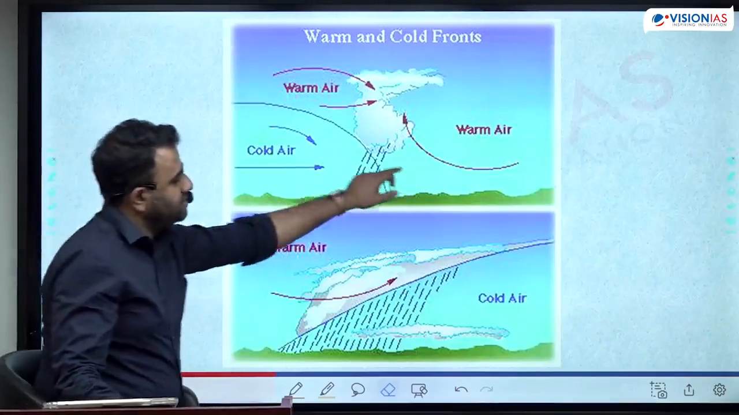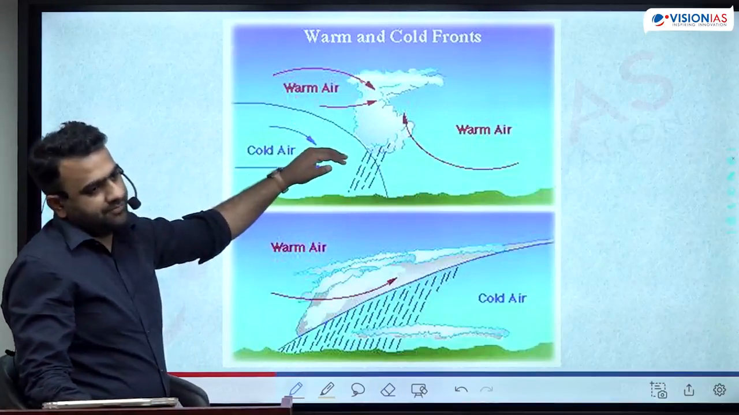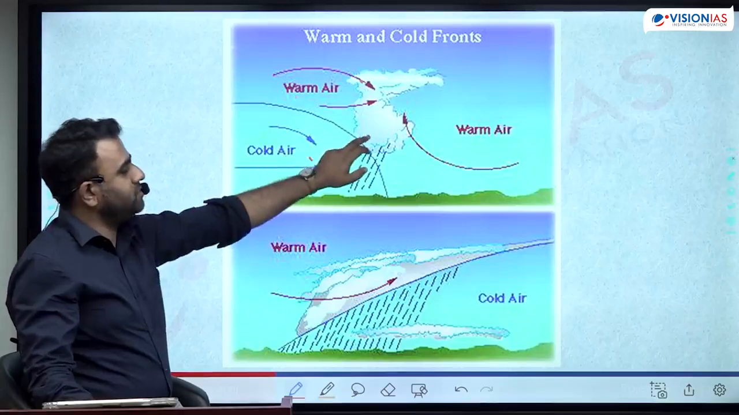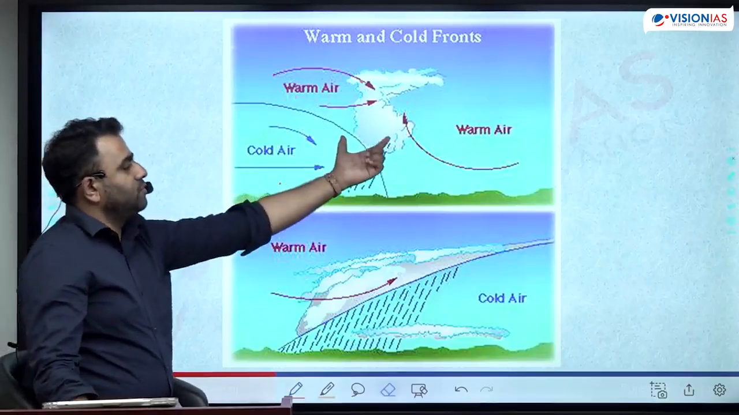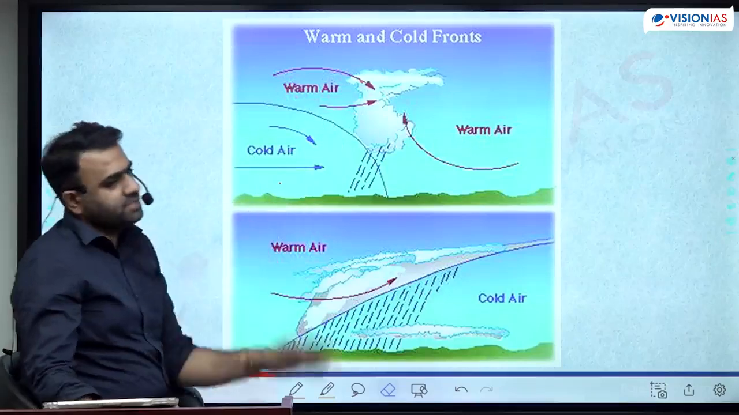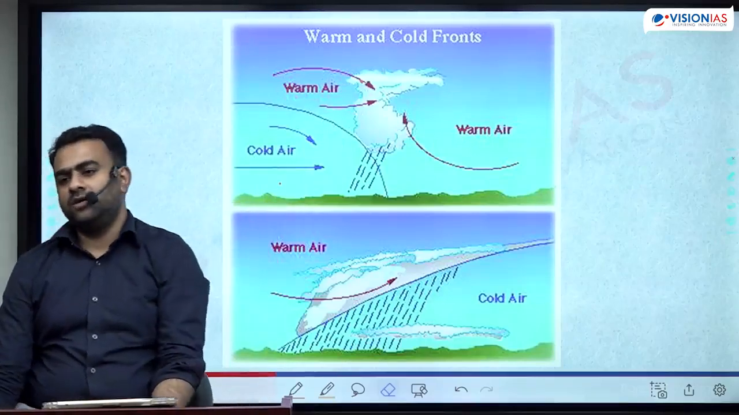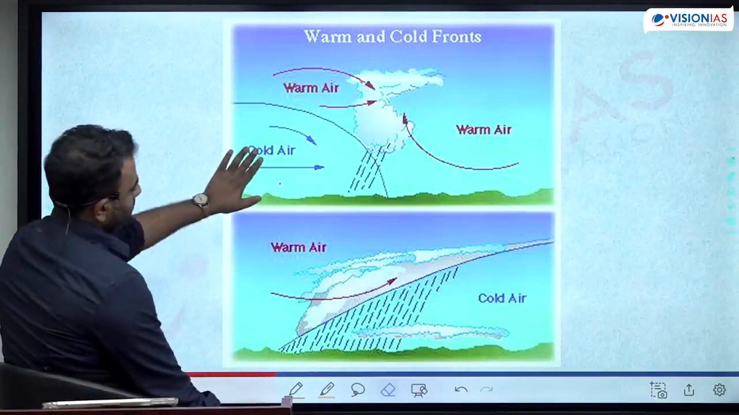Here the warm air mass is undergoing rapid upliftment. The cold air mass is undercutting. The rapid upliftment causes cumulonimbus clouds. Over a smaller area, heavy rainfall. Okay, so the gradient of the slope is steeper, occupying only a smaller area. This is a cold front, this is a warm front.